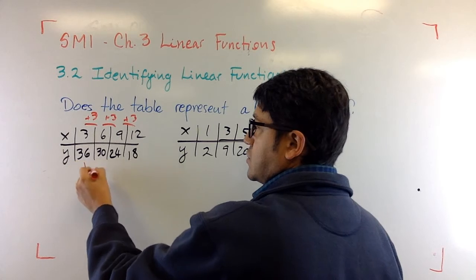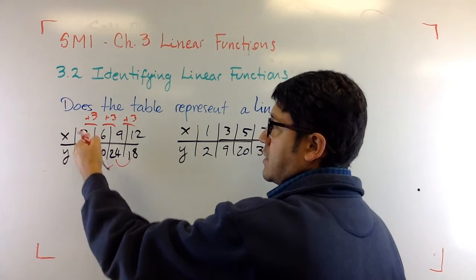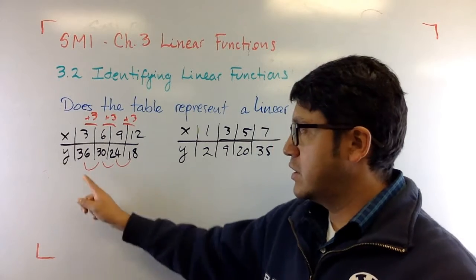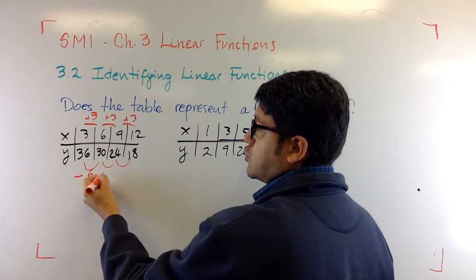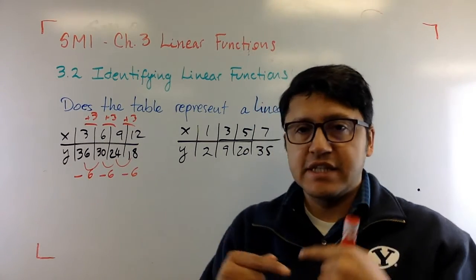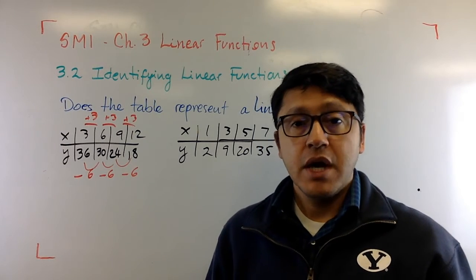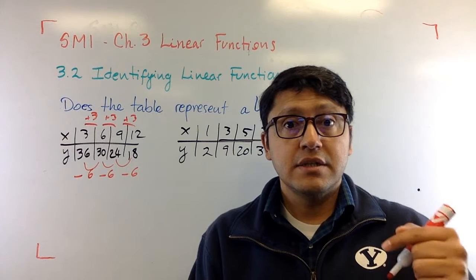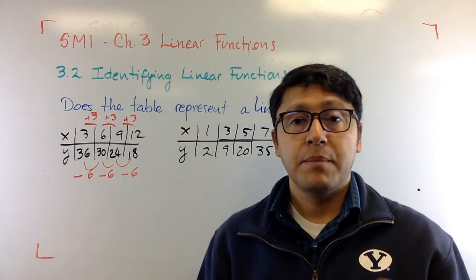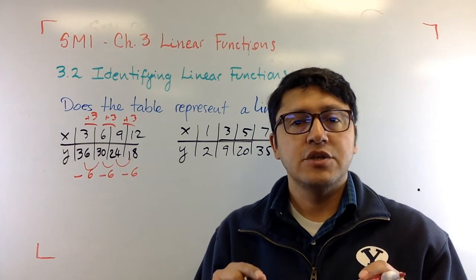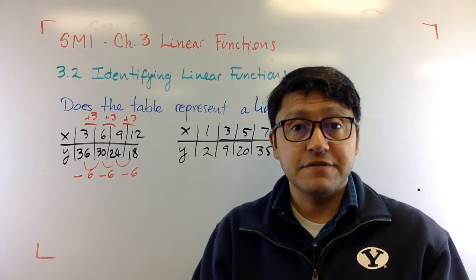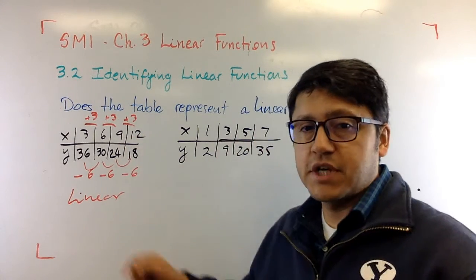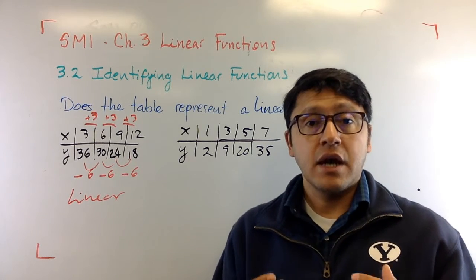Okay, so as you notice, as the x's go 3 by 3 by 3, you can notice that this is decreasing by 6 every time. That means that this consistency, this constant decrease, in this case by the same number, is telling you that we're talking about a linear function. Okay, so this first table is representing a linear function.